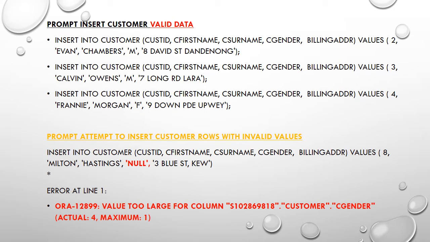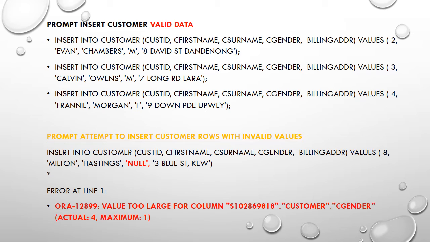So now let's start considering my assessment. Here the prompt is insert customer valid data. First of all, you can see INSERT INTO customer, customer ID, customer first name, customer surname, customer gender, billing address. So the values should be Ivan, Chambers, M, and the address. So what if we write null? The prompt is attempt to insert customer rows with invalid values. Here you can see null written in red color.